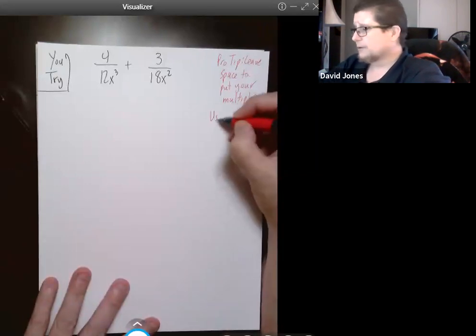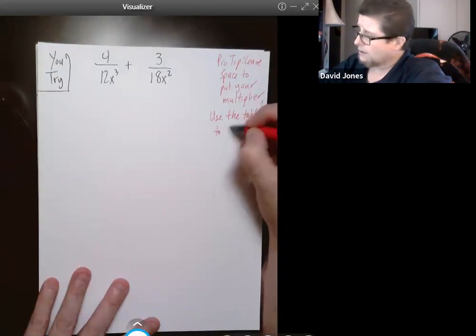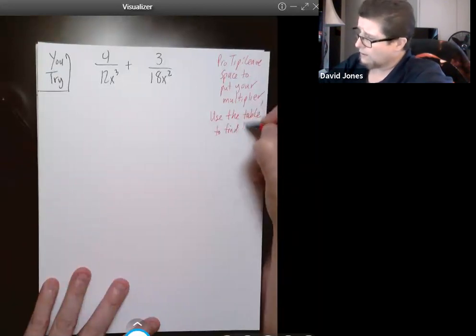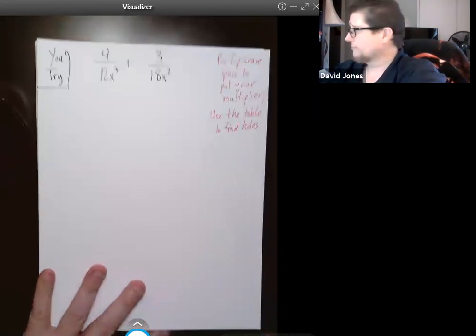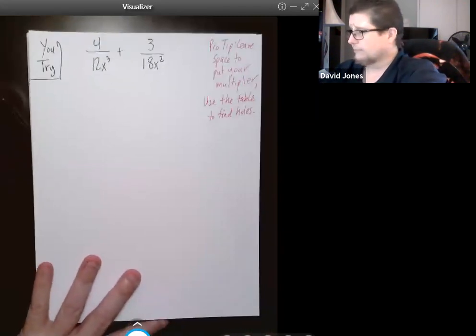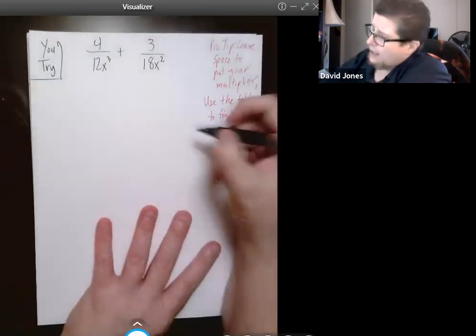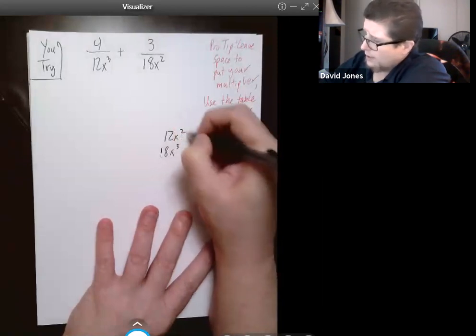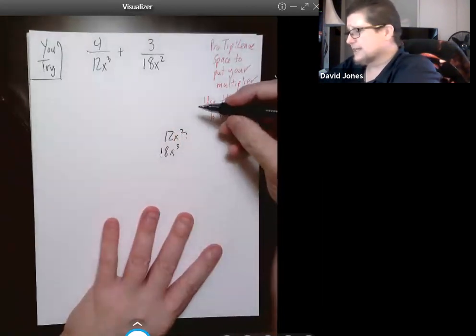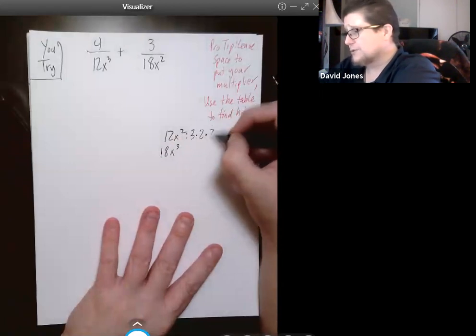And use the table to find holes. All right, I'm going to assume you paused it and you did this. We got 12x squared, 18x cubed. 12 is 3 times 4, which is 3 times 2 times 2.